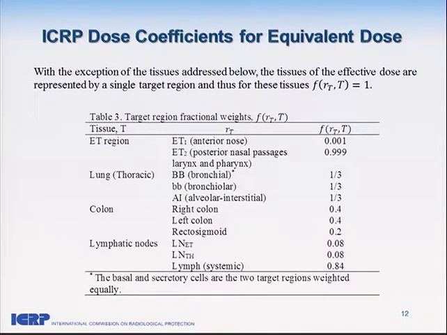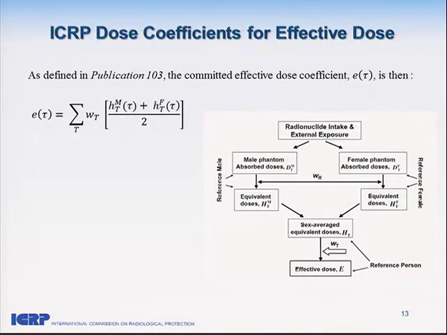For lymphatic nodes, the ICRP has only provided reference masses in certain regions, so we've internally calculated reference masses consistent with data in ICRP Publication 89. And then finally, we have the effective dose. Here we follow exactly the specifications in ICRP 103. We have the equivalent organ doses for the male and female, we average, and then apply the tissue weighting factor to get the effective dose. In this case, for internal exposures, the committed effective dose equivalent.